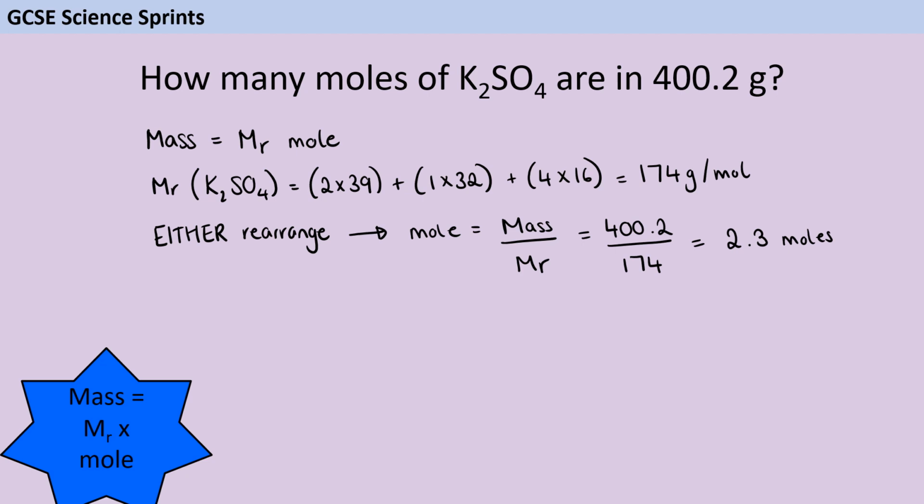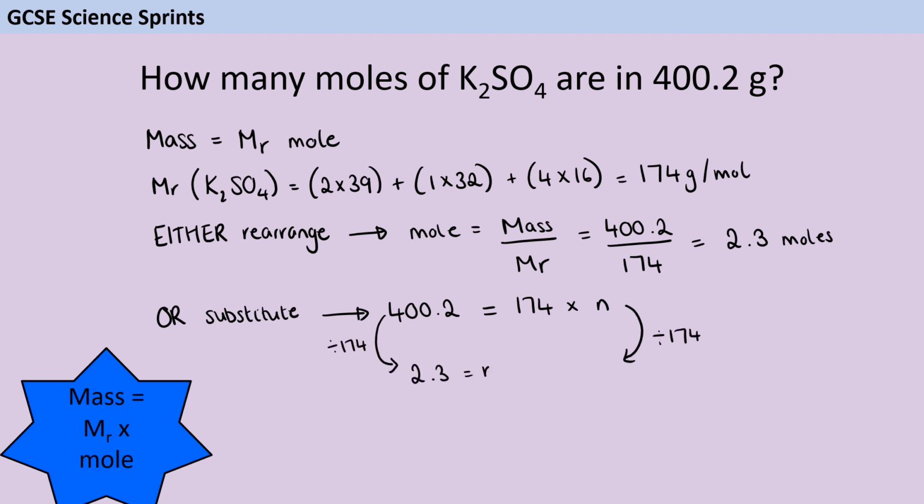If you're not very confident with rearranging equations, the other thing you can do is to substitute directly. So if I take my masses, Mr, mole equation, I know that the mass is 400.2, so I write that in the right place. I know that the Mr is 174, so I write that in place. And then we can use an algebraic letter to represent moles. The traditional letter to use is n, but you could use any letter. So I've now got 400.2 is 174n, and you might be a little bit more confident with that and saying, well, if I want to know what 1n is, then I obviously need to divide by 174. So you end up doing exactly the same calculation that you would do anyway and getting exactly the same answer.